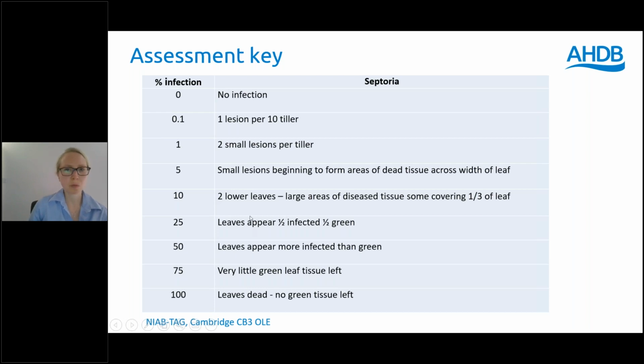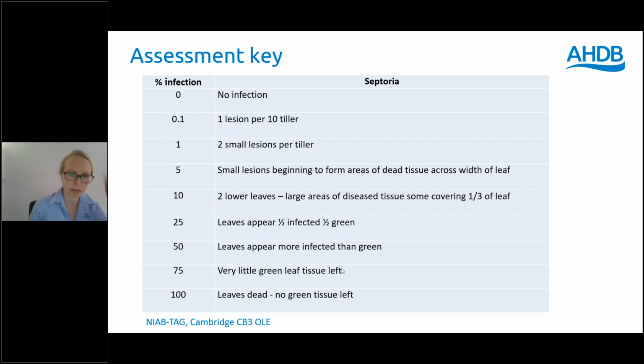So this is what levels of infection relate to each percent. I'll just go through it so we're all clear. 0% infection is obviously no infection. 0.1% is 1 lesion per tiller. 1% is 2 small lesions per tiller. 5% is small lesions beginning to form areas of dead tissue across the width of the leaf. 10%, the 2 lower leaves have large areas of diseased tissue, some covering a third of the leaf. 25%, leaves appear half infected, half green.